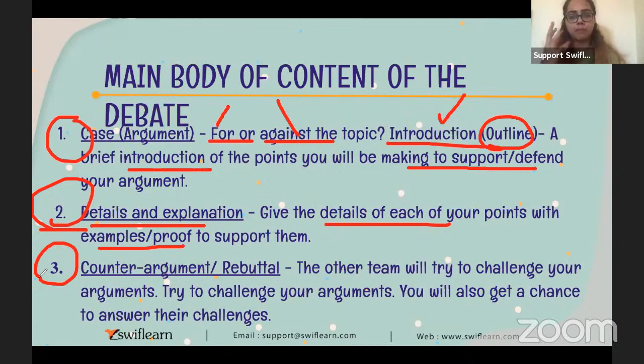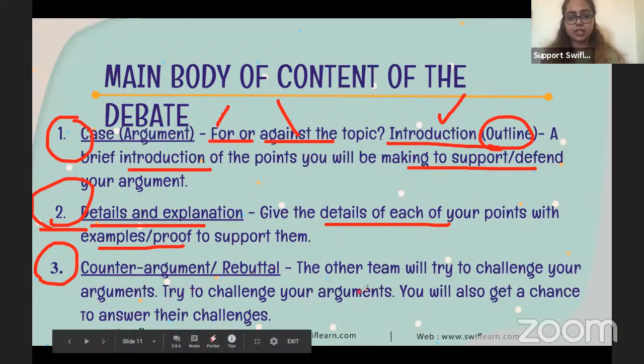Here all your background information, your background knowledge comes into the picture. Use whatever you have, try to bring in new points, new arguments, new facts, and throw it across, because this is where you prove yourself. This is where you prove how much you know your topic. So that's your counter argument or your rebuttal.